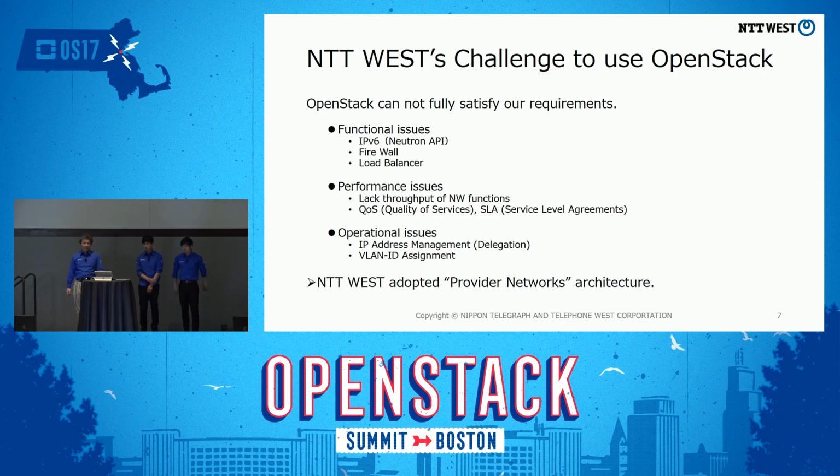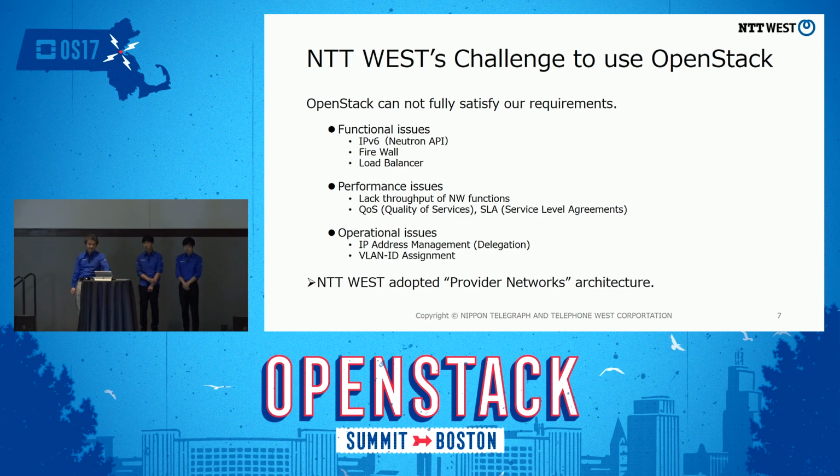In the Mitaka-based OpenStack environment we introduced, we face 3 major challenges. First, functional issues. It is a lack of Neutron API functionality for IPv6, and a lack of functionality of virtual firewall and virtual load balancer provided by OpenStack. Second, performance issue. It is a lack of throughput of network function and a lack of mechanisms to ensure performance.